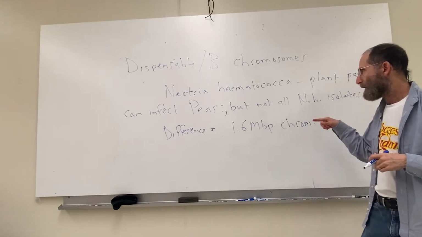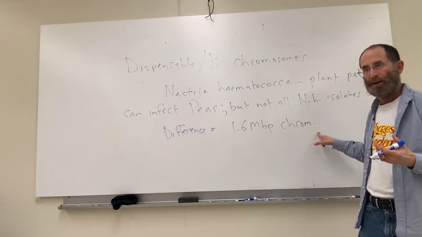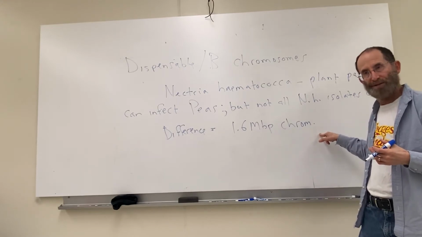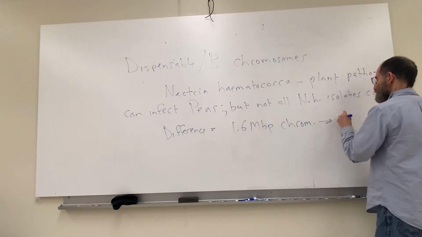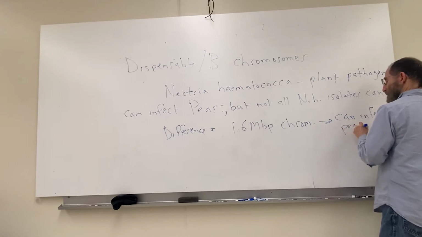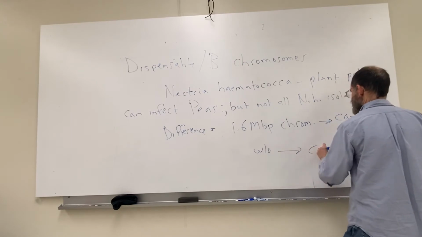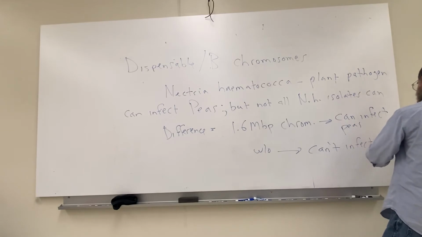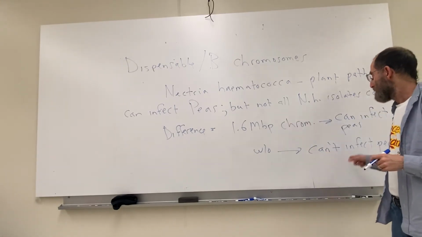And isolates that don't have this chromosome, they're perfectly healthy. But what they cannot do is infect pea plants. So if you have this, you can infect peas. Without it, you can't. So there are other species of plant that can be infected if you're missing this chromosome, but pea plants you can't.